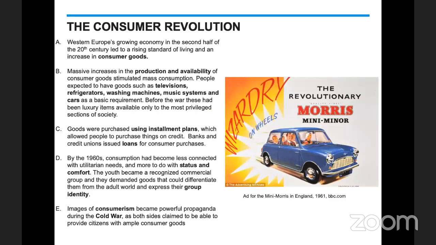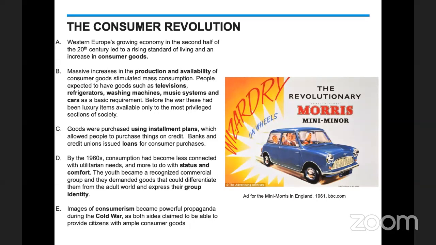Okay, so again, we've come back to the second half of the 20th century, and we have this idea of the consumer revolution. We're going to see in that the growing economy of Western Europe is going to lead to a rising standard of living and an increase in consumer goods. When we have money, people want to spend it, right? So we will see massive increases in the production and availability of consumer goods, and this will stimulate mass consumption. People are expecting to have goods like televisions, refrigerators, washing machines, music systems, and cars as a basic requirement.